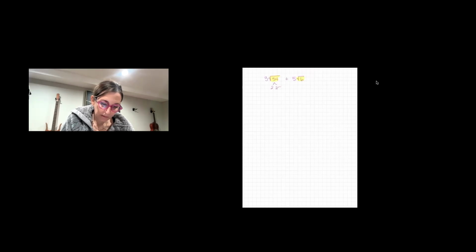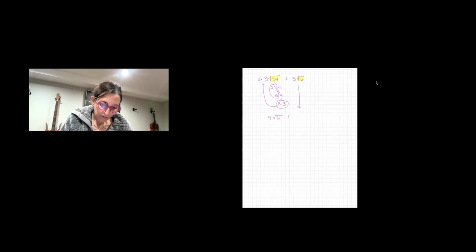54 is 2 times 27. 27 is 3 times 9. And 9 is 3 times 3. What pairs do I have here? All I have is one pair of 3's. So I'm going to take one representative from that pair and multiply it by the 3 that was already out front. So that gives me a 9 out front. And then I had a 2 and a 3 left over unused that didn't have a buddy. So I'm going to multiply those two together. So 2 times 3 is 6. And that stays under the radical.